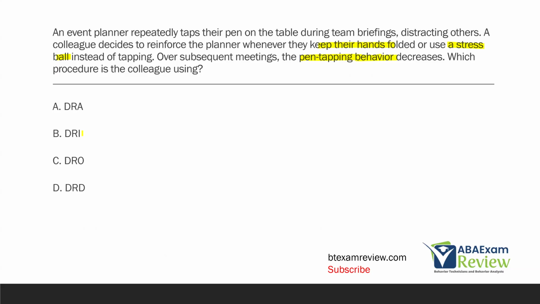What is the difference between DRA and DRI? Well, with DRA, you can teach a replacement that can occur at the same time. Here, the colleague doesn't want the pen tapping to happen at all. So the only time reinforcement is being given is if the hands are folded or a stress ball is being used, to eliminate tapping altogether. So if we're teaching a replacement behavior that cannot occur at the same time, it's going to be incompatible with the old behavior, and that's clearly going to be B, differential reinforcement of incompatible behaviors, or DRI. Now, DRD is a type, it's diminishing, not necessarily one you need to know as an RBT, but if you go on to become a BCBA, that is something you're going to want to know.